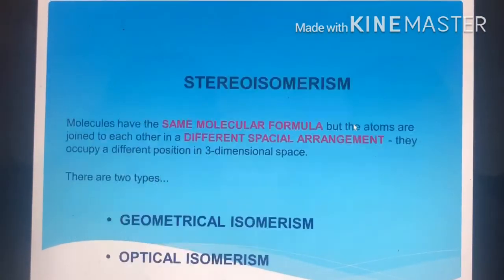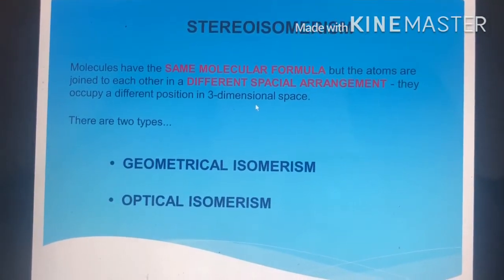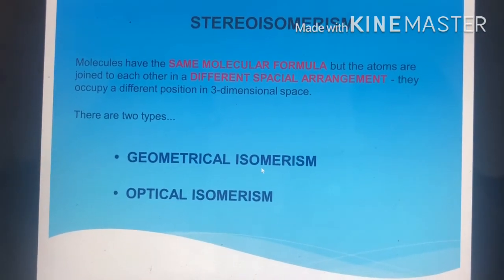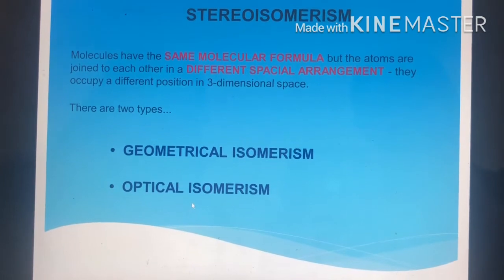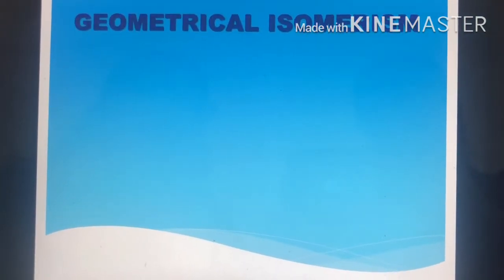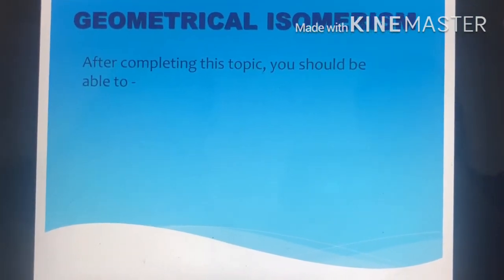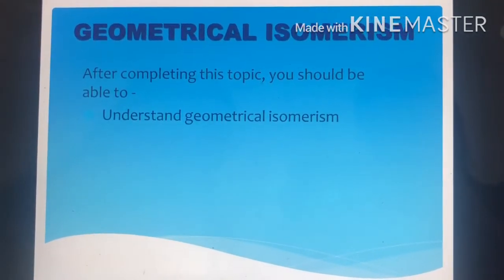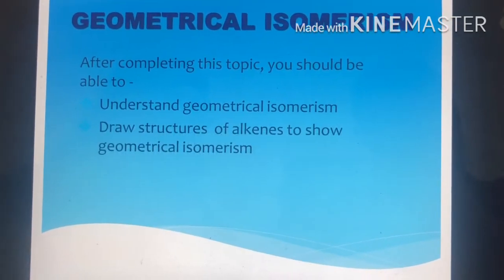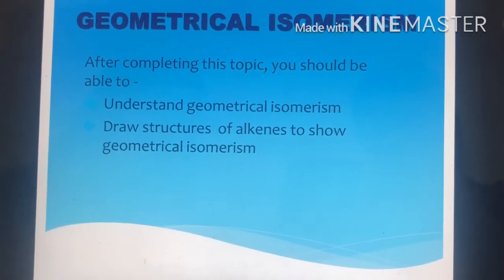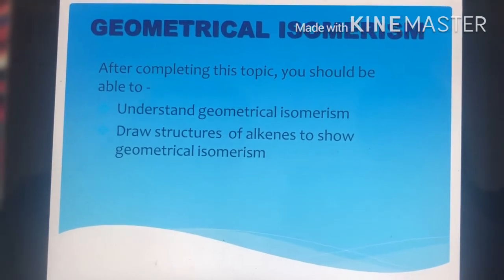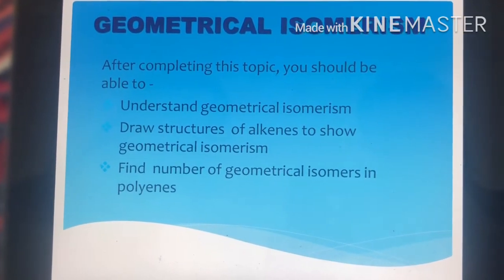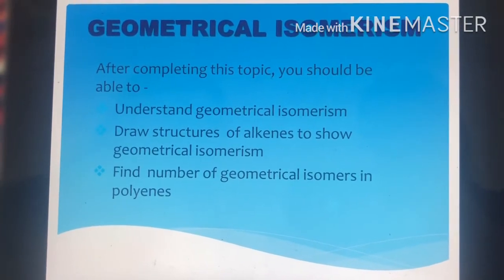If we look at stereoisomerism, it is again classified into two types, which are geometrical isomerism and optical isomerism. So what are we going to learn today? Geometrical isomerism. After completing today's topic, you should be able to understand geometrical isomerism. You would be able to draw the structure of alkenes, as we are going to apply isomerism to alkenes, and you can find out the number of geometrical isomers in polyenes.